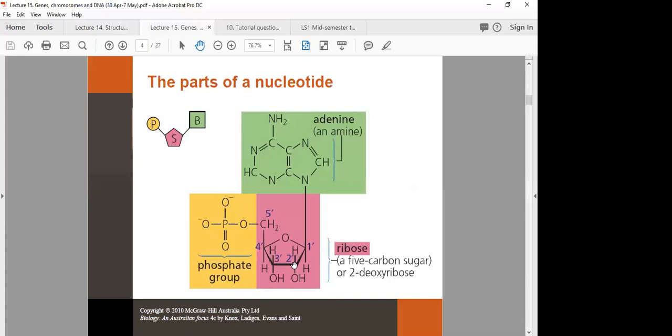At this 2' carbon position, this is where ribose differs from 2-deoxyribose. So in ribose, which we see here, the 2' carbon is attached to a hydroxyl group. But if this was deoxyribose, then instead of a hydroxyl here, we would simply have a hydrogen.